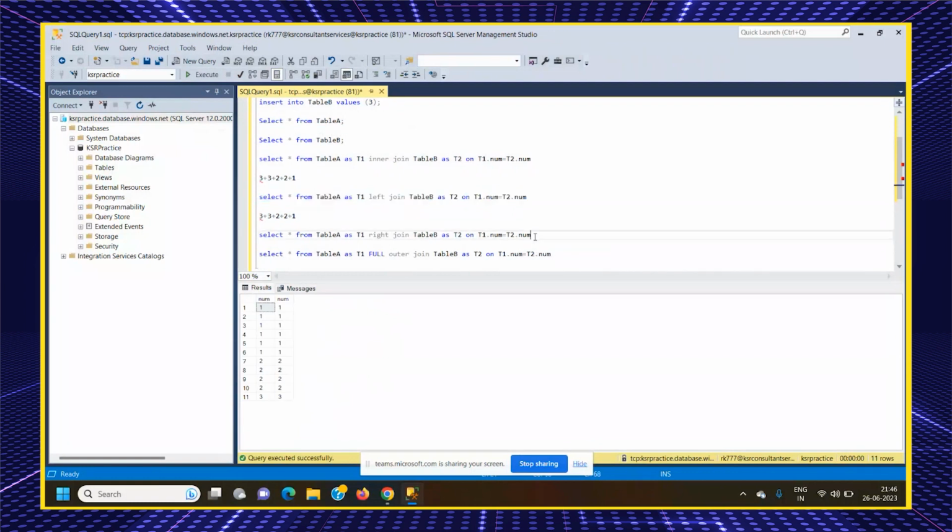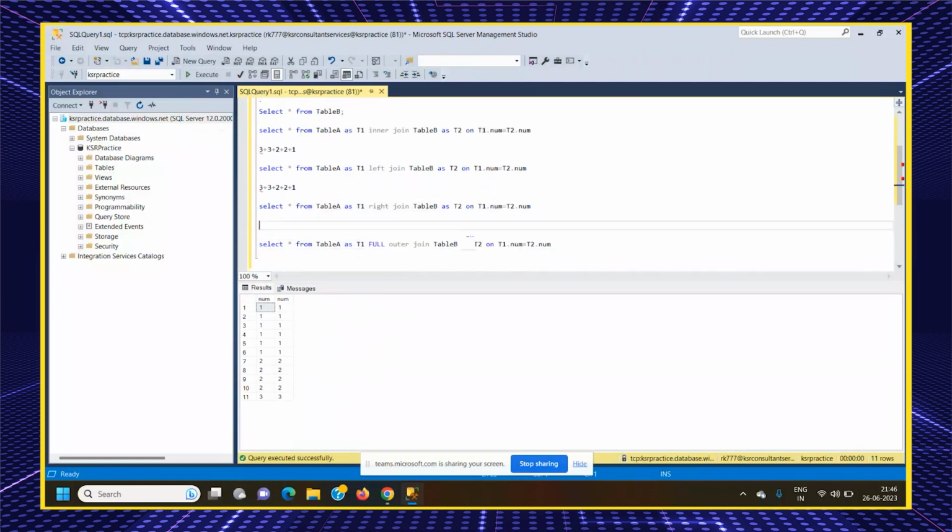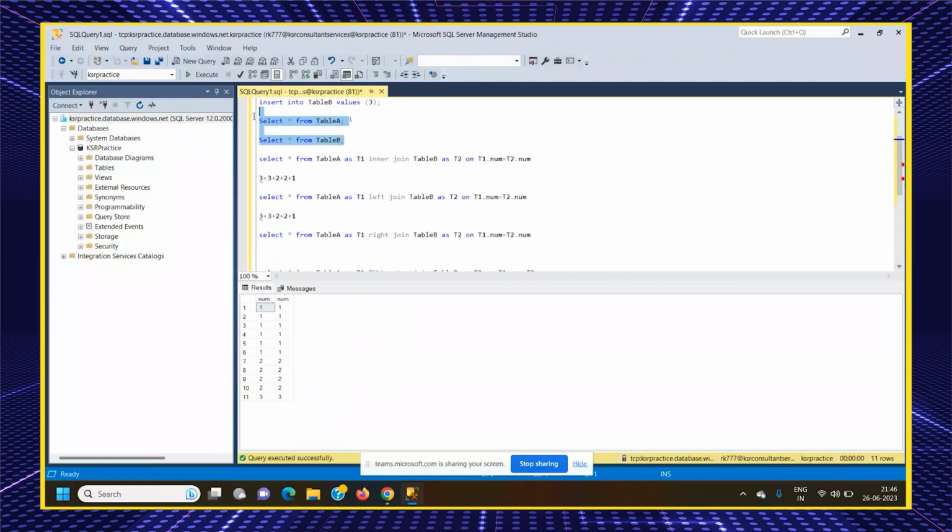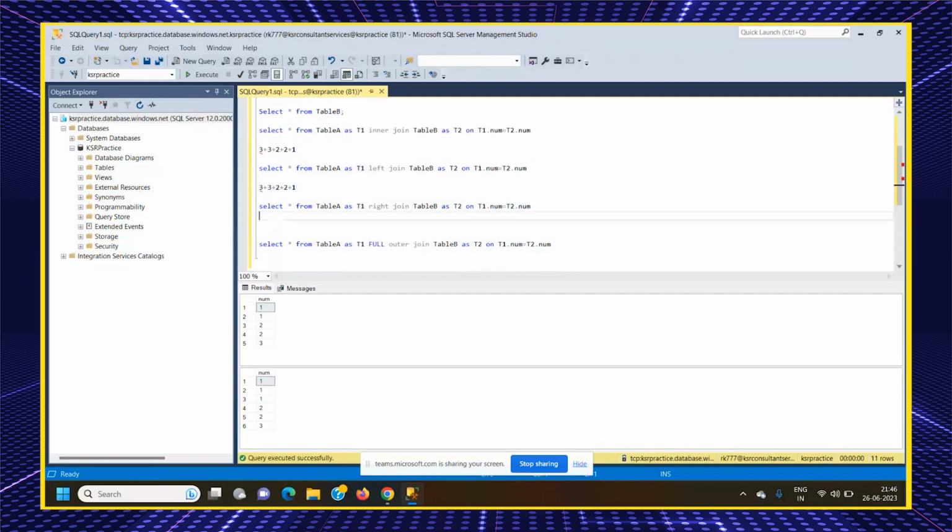So let's see how a right join works here. In case of right join, only similar records from table B, that is table 2, the table towards right, would come into picture, matching records from both the tables, and non-matching records from table B, the table towards right.